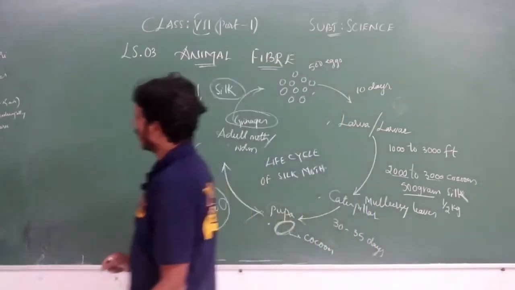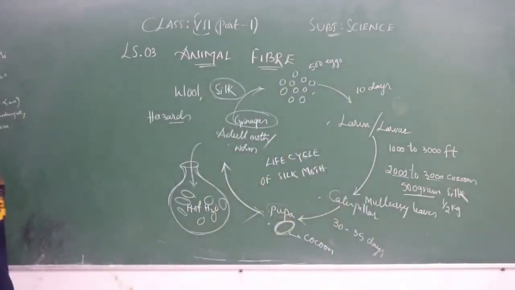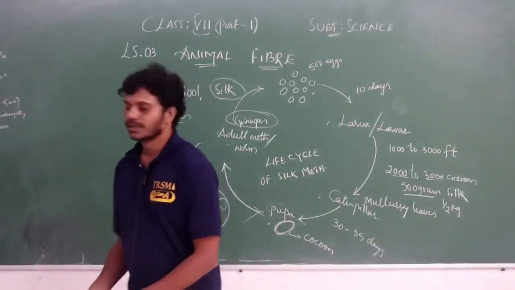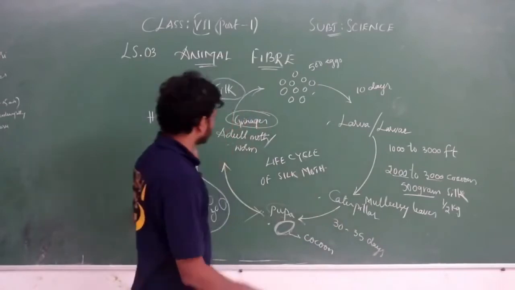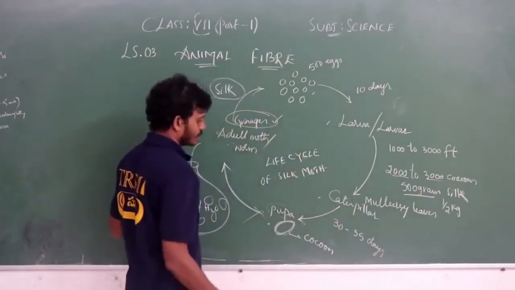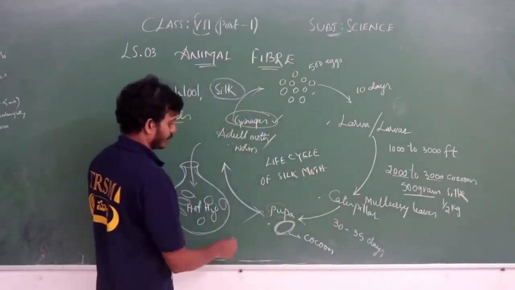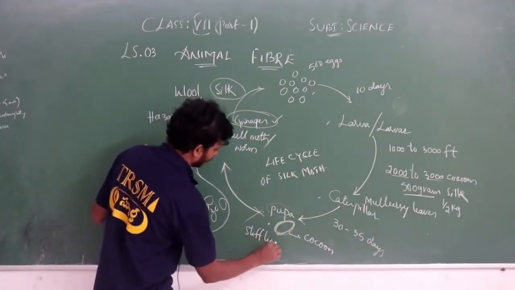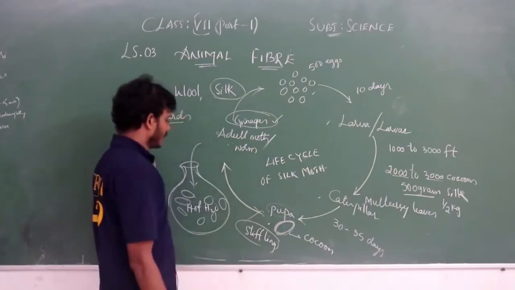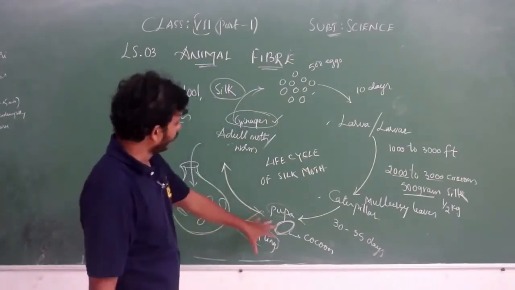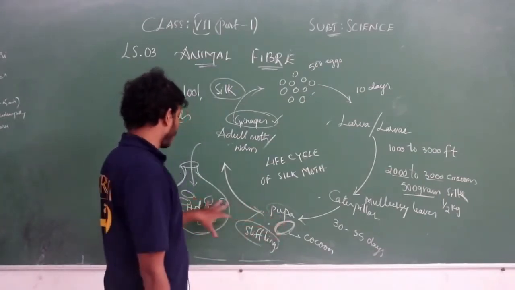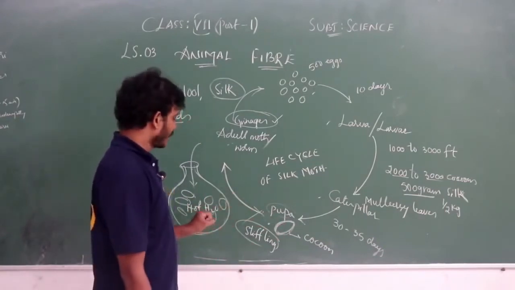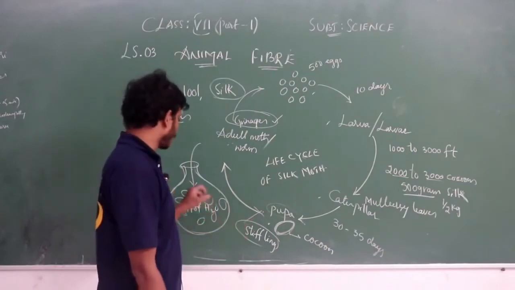That's one. And next, stifling. What is stifling here? One is grenage here, and the other one is stifling, S-T-I-F-F-L-I-N-G. Stifling is nothing but the boiling of cocoons in hot water for nearly 10 to 15 minutes.